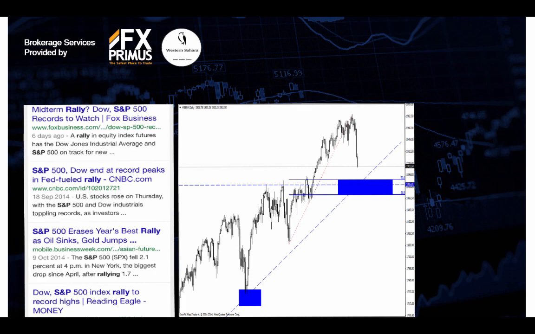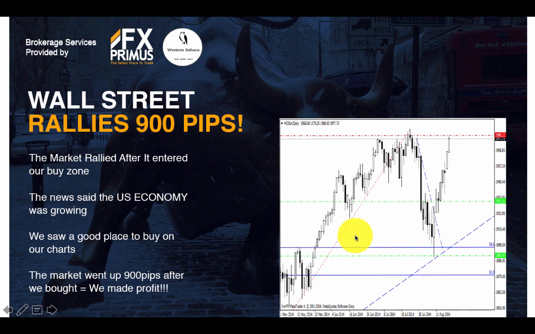Now, I just stuck to my bias, and this is very important, especially for struggling traders: you need to stick to your bias. And what happened, ladies and gentlemen, I placed a buy order within this blue box that I highlighted very nicely here, and this is exactly what happened.